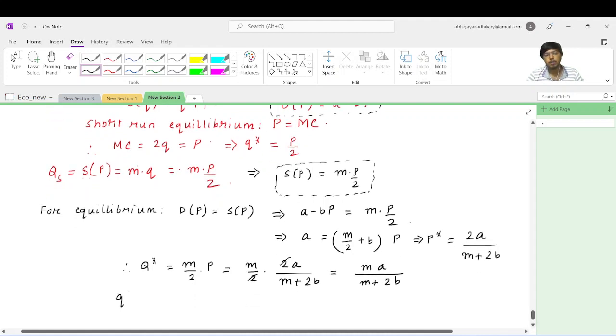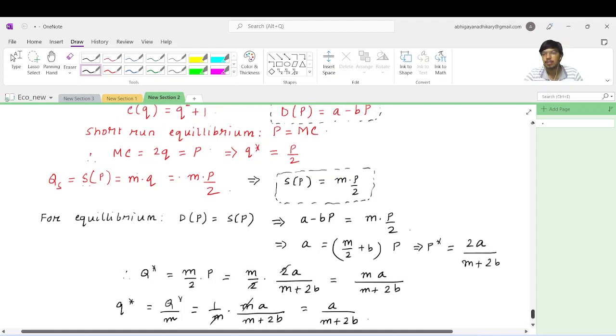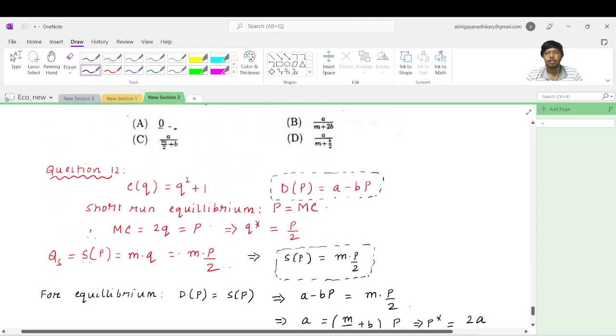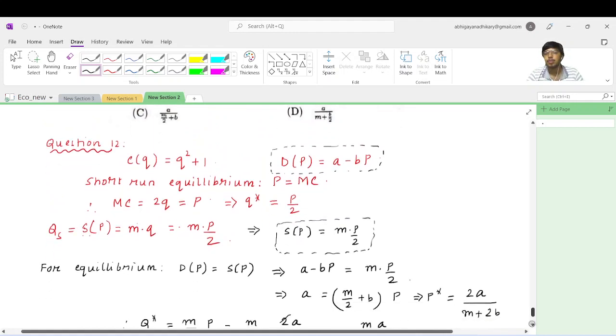And what is the optimal quantity produced by each firm? It is Q star by M. So that is 1 by M times MA divided by M plus 2B. M and M cancel out, so that is A divided by M plus 2B. And this is your option number B, A divided by M plus 2B.